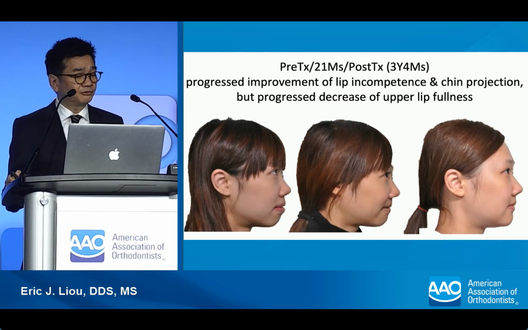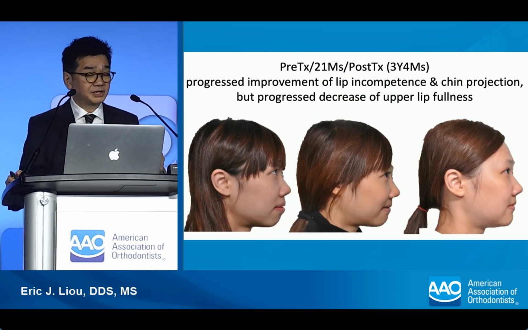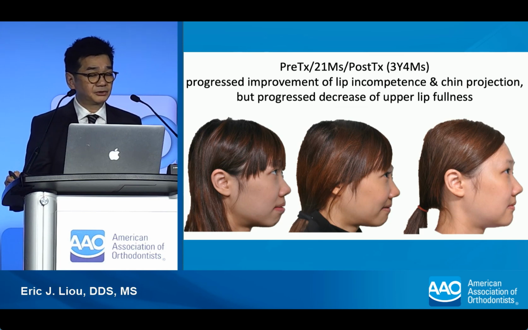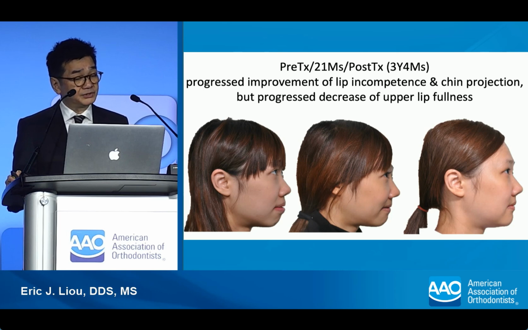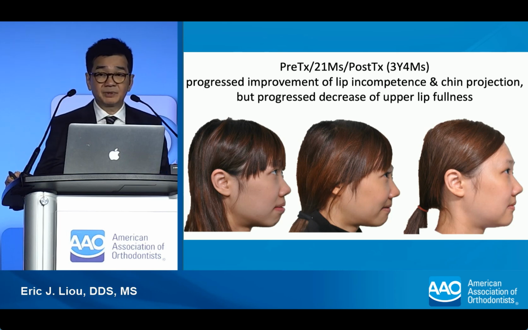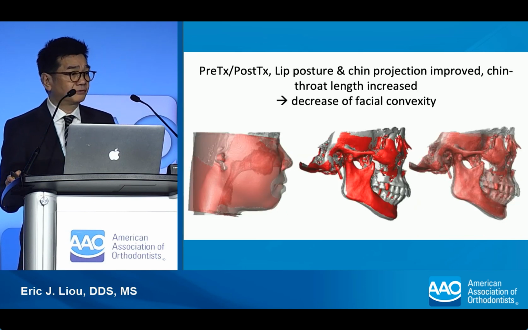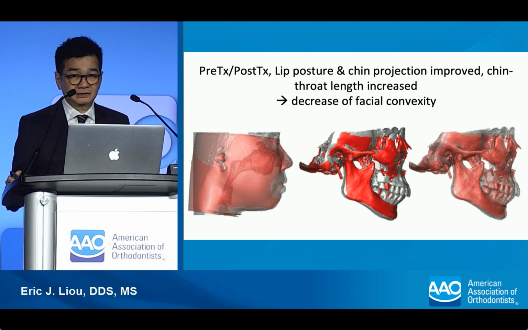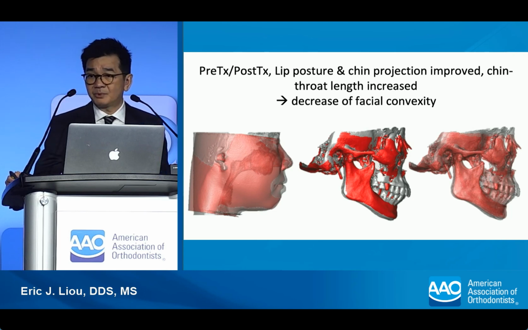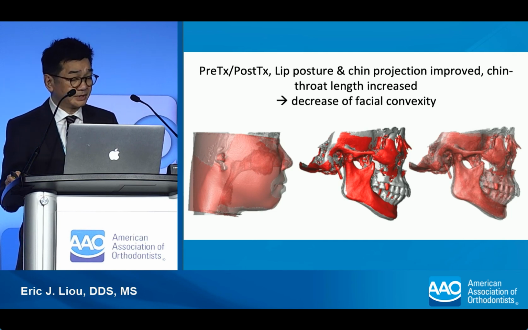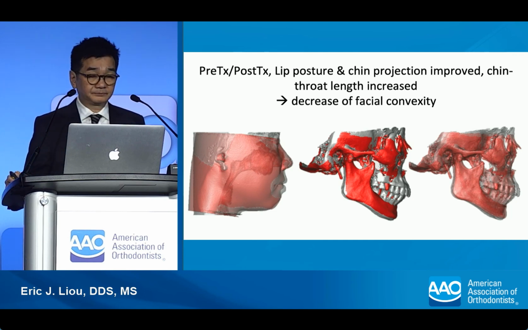For the facial profile, you can see the progress and improvement of the lip incompetence and chin projection especially, but also a decrease in upper lip fullness. When I check the superimposition, you can see the main change for her was retraction of the upper and lower lips, and also retraction of the upper anterior teeth.